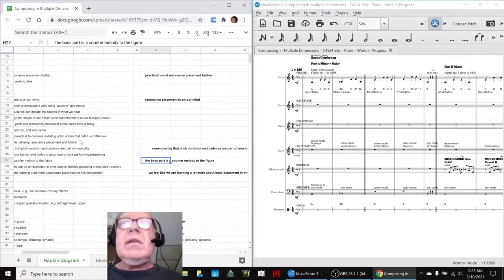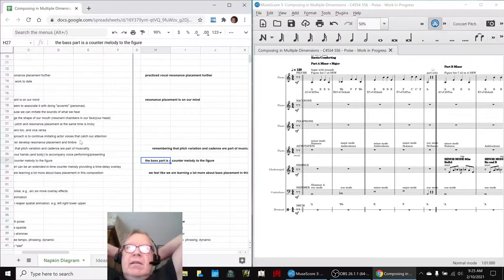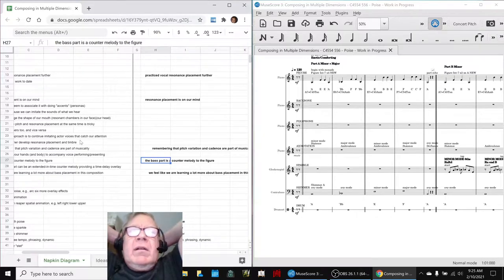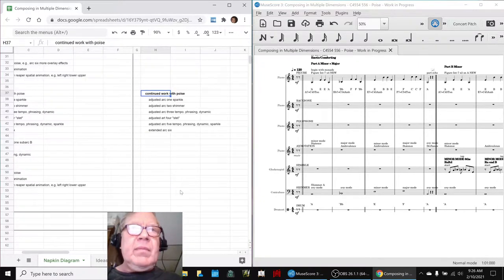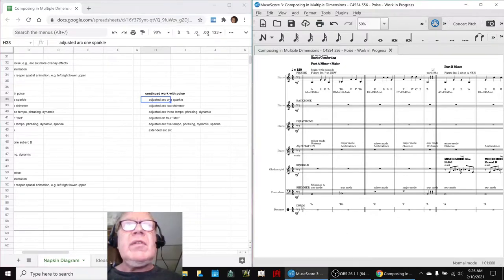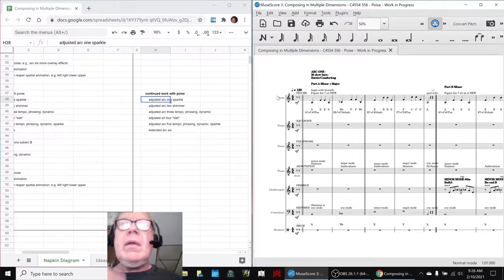We also did a lot more work at the bass part and continue to recognize that the bass part is, in essence, a counter melody to the figure, and that we are learning a lot more about bass placement in this composition. And we did a lot of work with poise. We adjusted the sparkle and the shimmer and the tempo and the phrasing, the dynamics. And we're going to play the whole thing for you so you can hear that. So here we go.